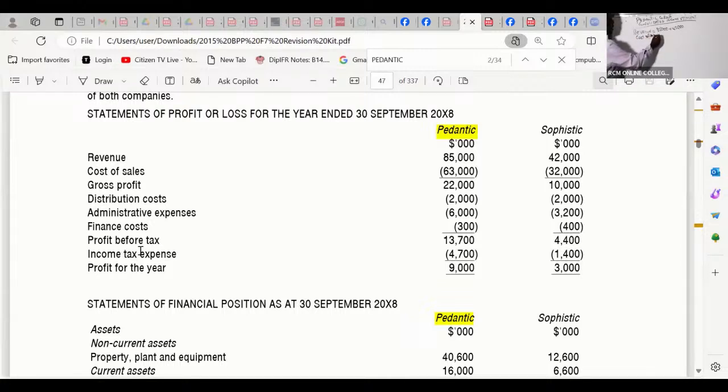Cost of sales. So for cost of sales, what I can see for the parent Pedantic is 63,000, 63,000 plus 32,000 plus 2,000. Then we leave a space for gross profit. Gross profit. After gross profit, abracadabra, you have distribution cost.